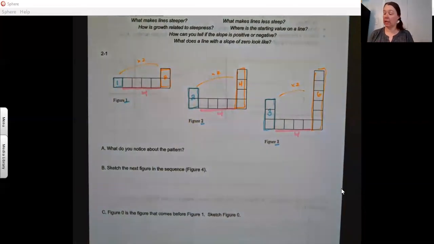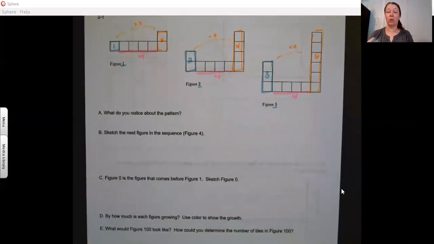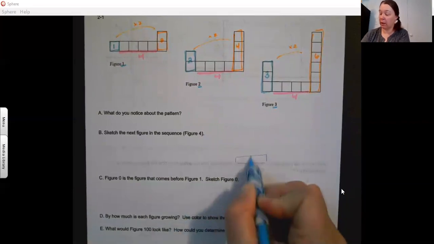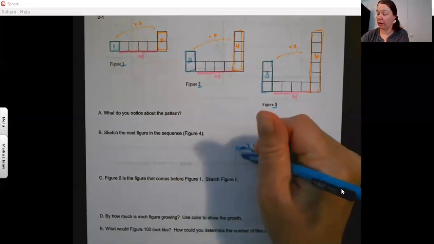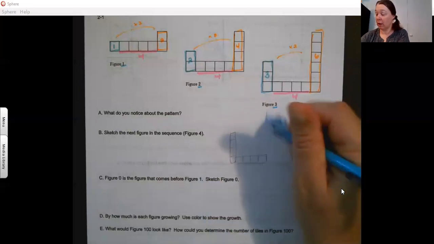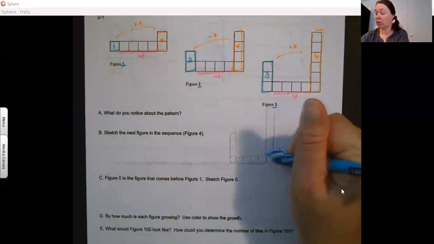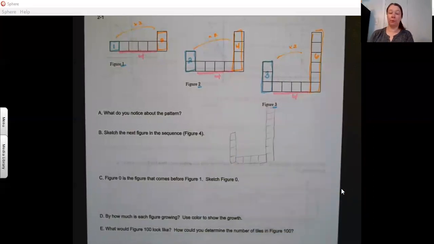Now it's asking me to sketch the next figure in the sequence, figure 4. Using what I saw, I've got 4 blocks in the middle. If it's figure 4, then over here I should have the figure number worth of blocks, so 4 blocks. And over here I should have twice that. If here were 4, then over here I should have 8: 1, 2, 3, 4, 5, 6, 7, 8. That's how I see it. If you saw it differently, then you should draw yours based off of that.